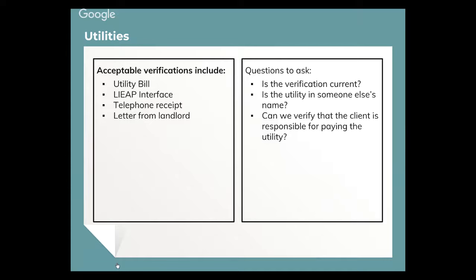Other questions to ask: is the verification current? That's big. We always need to know, is the verification we're looking at current? We don't want something that's outdated. Is it current within 30 days? Is the utility in someone else's name, such as the landlord? And if so, or maybe it's in a family member's name, then we would need to get a statement from that family member saying, yes, the electric bill at this place is in my name. However, so-and-so is responsible for paying it every month. And then can we verify that the client is responsible for paying that utility?